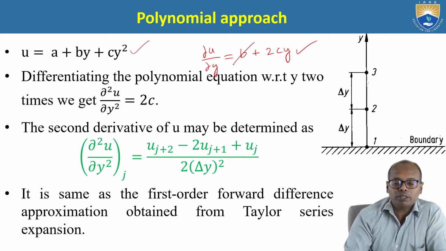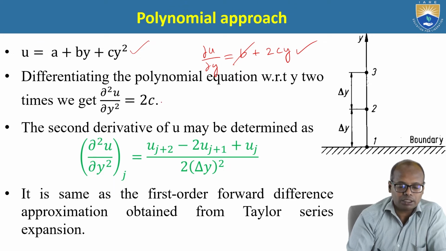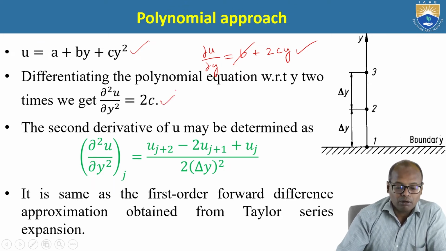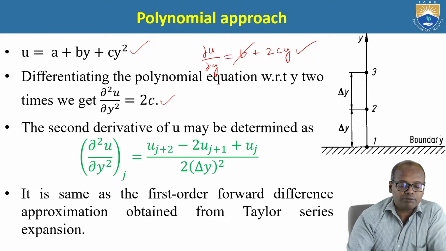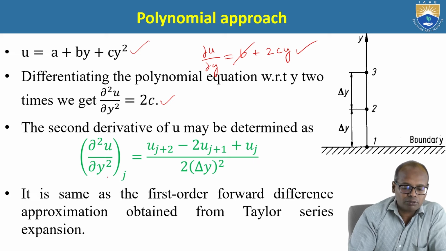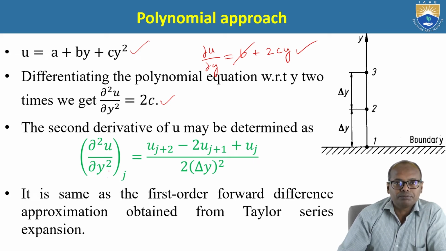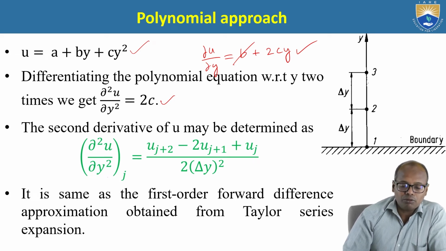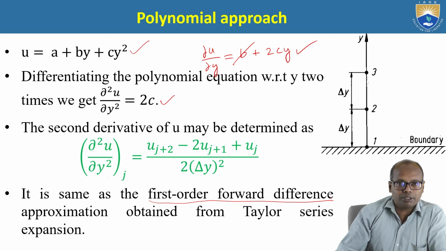So ∂²u/∂y² is equal to 2c. So this is the equation. Already we found out the value of c, and if I substitute that, I will get the value of ∂²u/∂y². Now this is similar to the first order forward difference approximation.